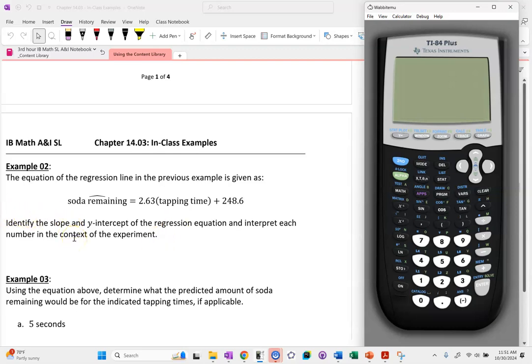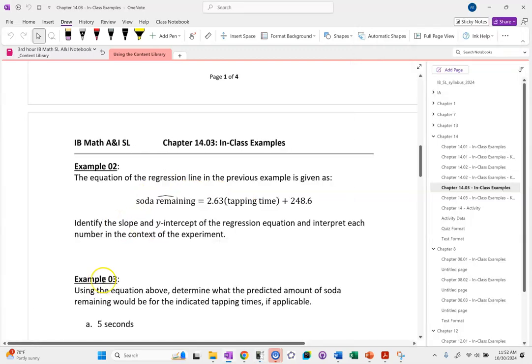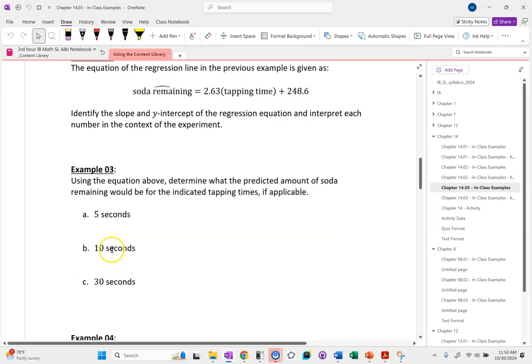Does everybody feel okay? What's the y-intercept saying? Good. So if you tap for 0 seconds, there should be 248.6 milliliters remaining. Everybody cool? Probably should include the word predict in there somewhere, but close enough.